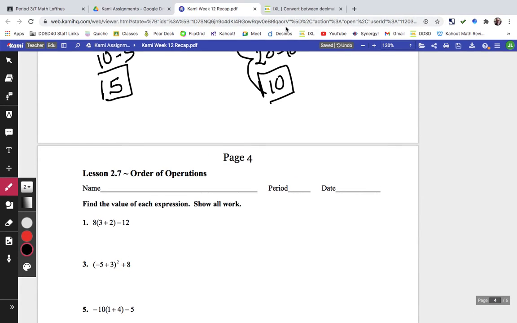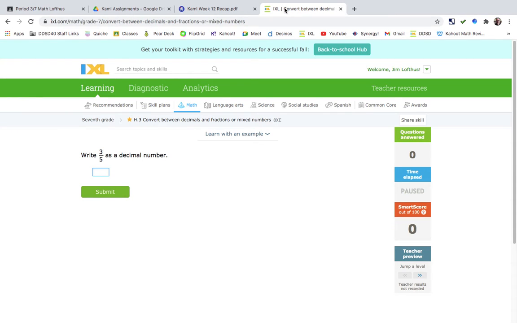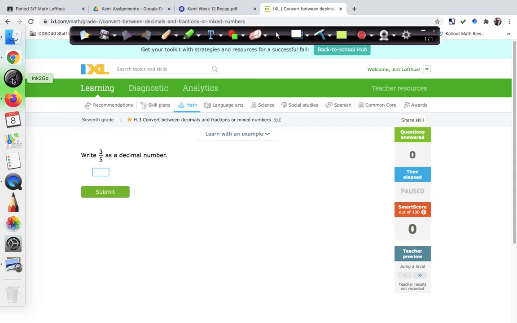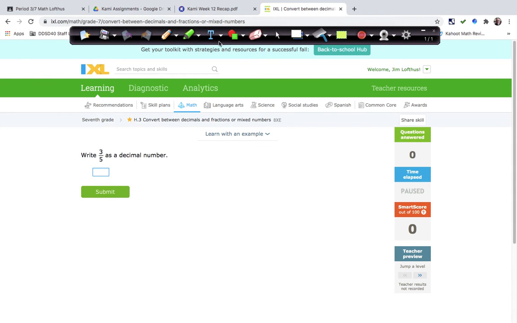The other thing that we did today was work on iExcel. And I'm going to pull out my drawing tool. There's a couple of different thoughts on changing between decimals and fractions. So if I have 3/5 and I want to write this as a decimal, I want to have it written so I can say it using place value. That's the tenths place value.